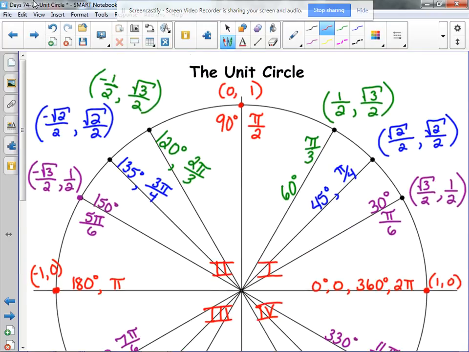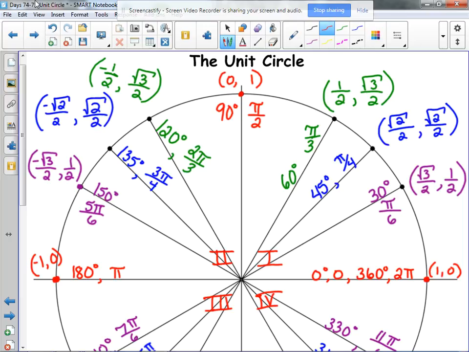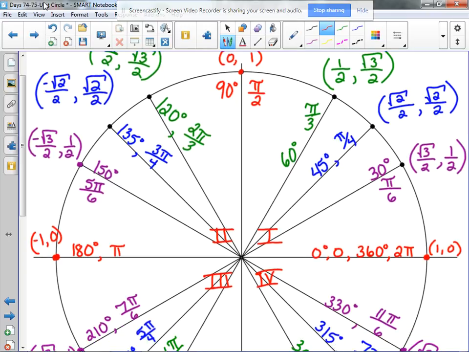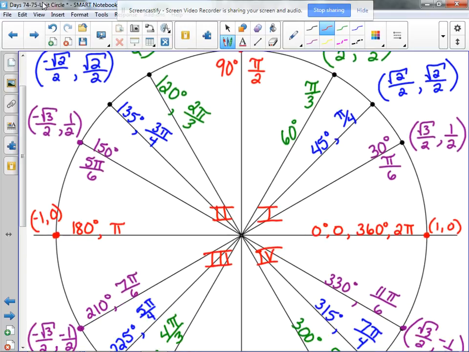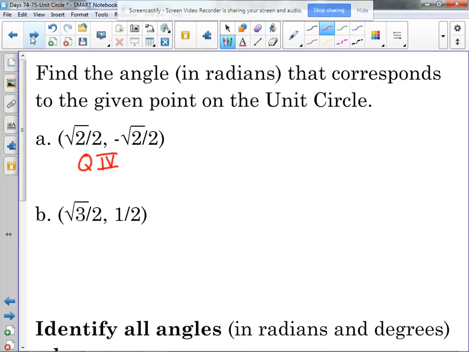So we are looking for the point. We know it's in quadrant 4, and it has coordinates positive square root 2 over 2, negative square root 2 over 2. We want the answer in radians. So that is the angle 7 pi over 4. So I'm going to say theta. Theta is usually what we use to stand for an angle, equals 7 pi over 4.